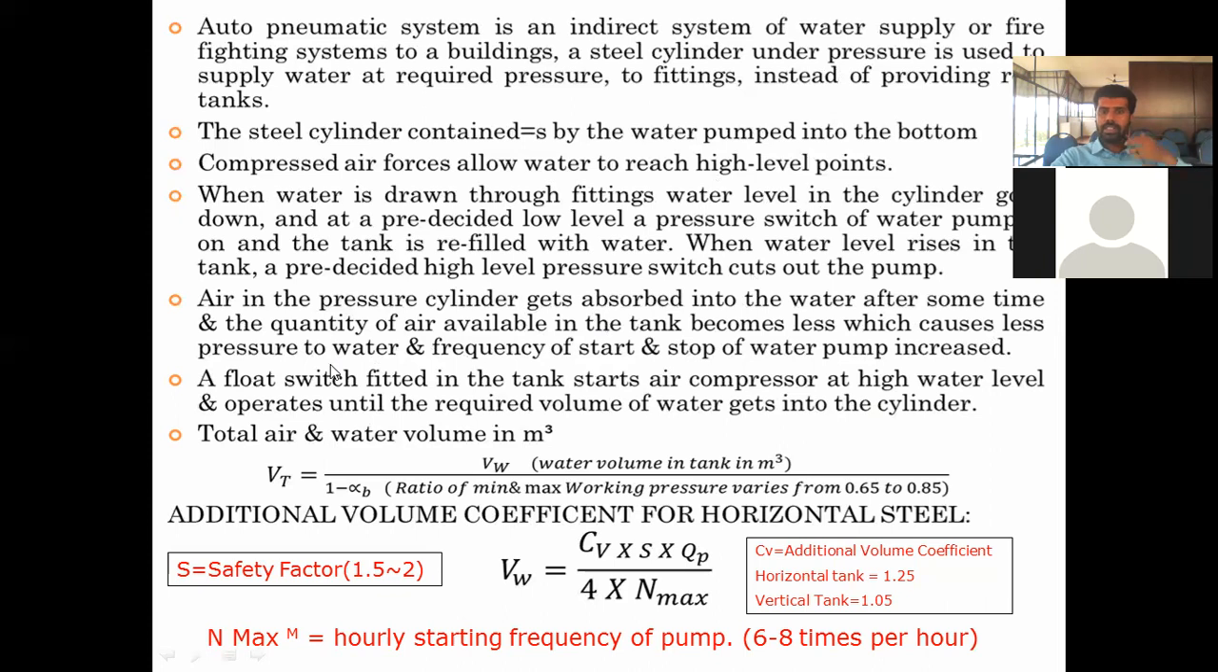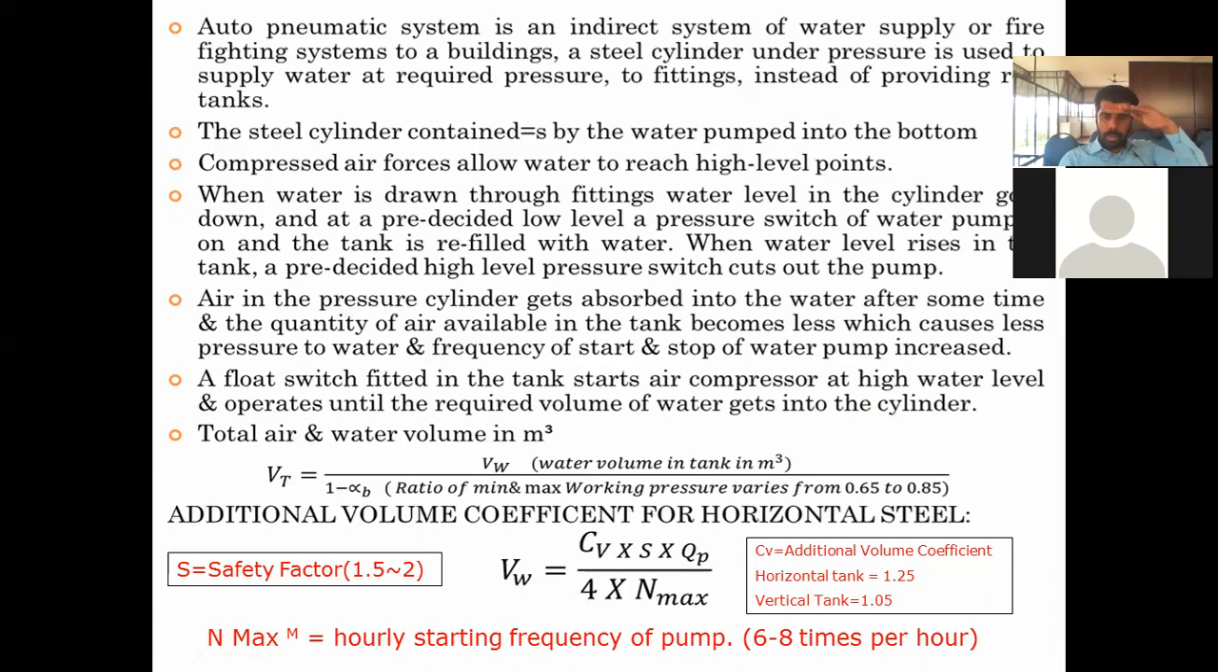So after some time, when the water gets absorbed by this air, it loses its pressure, and the quantity of air in the tank becomes less, which causes less pressure to the water, and the frequency of start and stop of the water pump is increased.